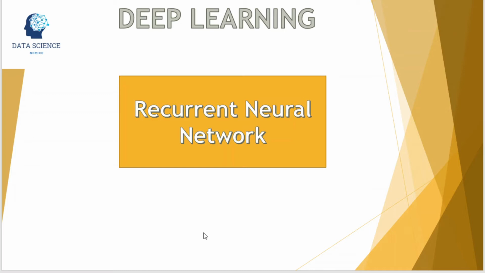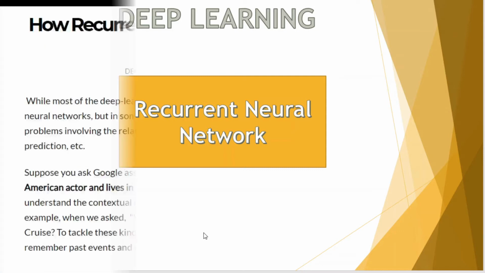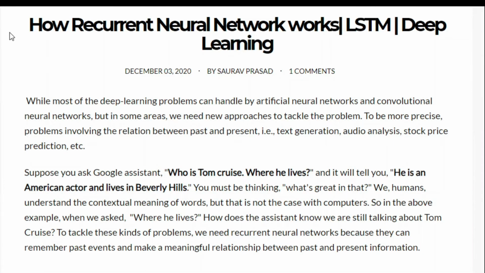So in the last video, we talked about transfer learning, where we use the learning of one model to train another model. So in this video, we are going to learn another type of network, that is the recurrent neural network. I have already written a blog post about it, so I'm going to use that blog for this video. So let's jump to the blog post. So here I am in the blog post.